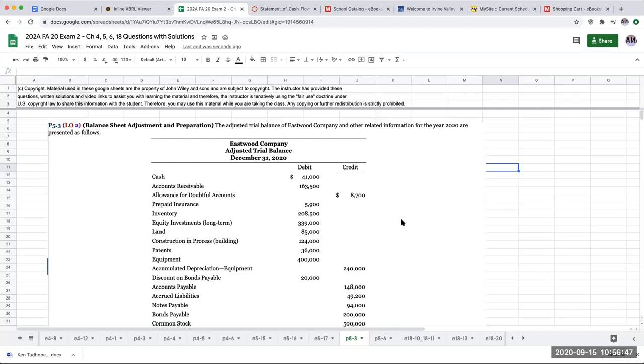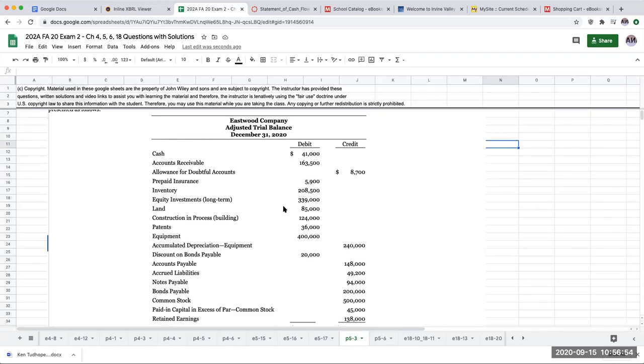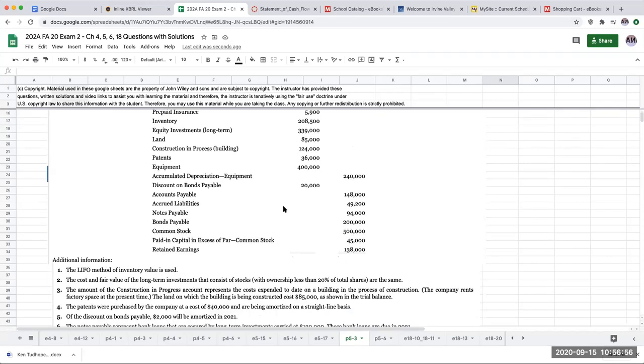Hello, everybody, and welcome. This is my walkthrough of problem 5-3, balance sheet adjustment and preparation. So let's go ahead and take a look at what this is asking us to do.